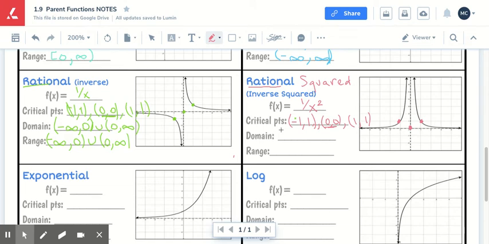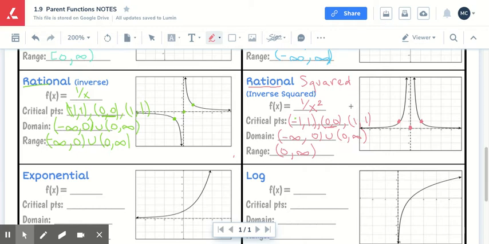Okay, the domain for this one is just like it was for rational, so it's all real numbers except 0. And the range is all positive numbers. So that would be from 0 to infinity. And to say that I want all the positives, I'm going to put parentheses on the 0 also on this one. So this is the difference between all positive numbers and all non-negative numbers.